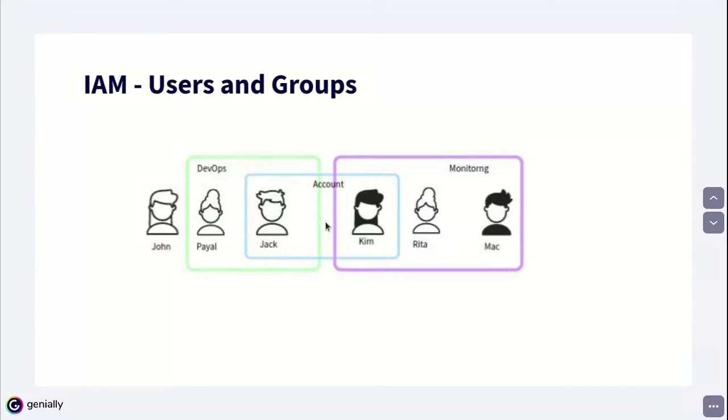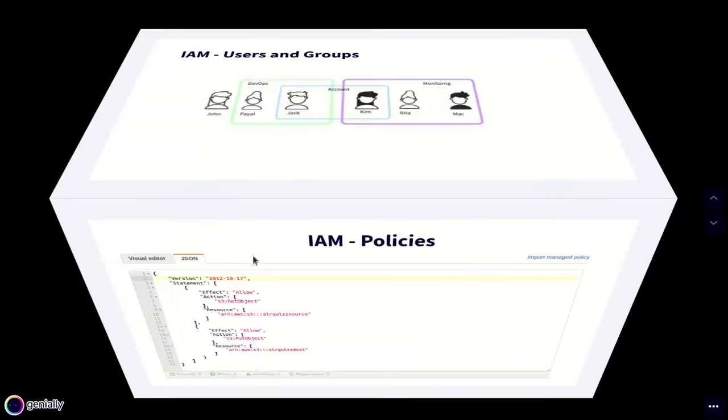As I said, there is one group called DevOps and we have the monitoring group, and there might be users which belong to different groups. Here we can say Jack and Kim belong to the account group, but Kim is also part of the monitoring team, and Jack is also part of the DevOps team. That is the thing about groups and users.